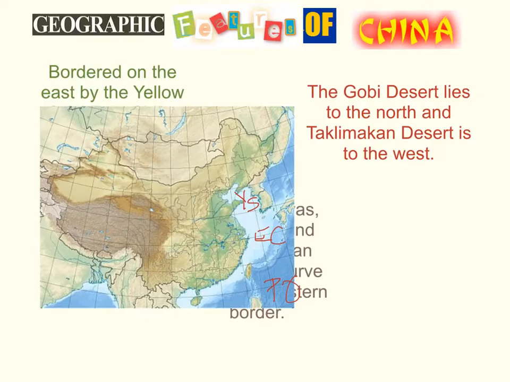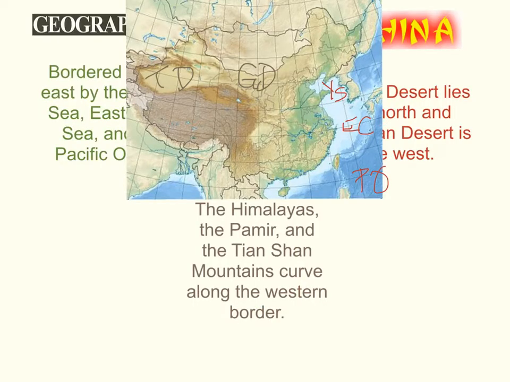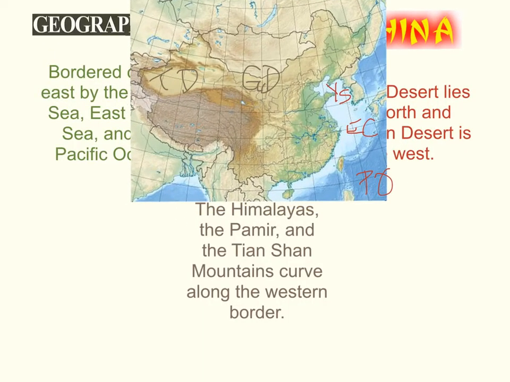China also has deserts. Out in the west here, you have the Taklamakan Desert. And up here in the northern part, you have the Gobi Desert. Then China has really large mountains. So down in this area right here are the Himalaya Mountains. And then you have the Pamir, which are up in this area up here. That's the Pamir. And then the Tian Shan are up here in this area.